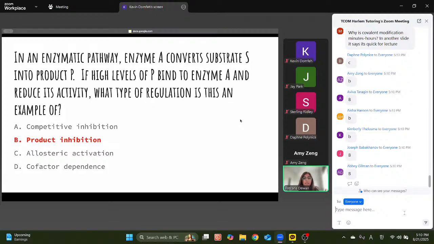And to go over the other options here, so competitive inhibition, again, is when a molecule is going to bind to the active site of an enzyme. So it's going to compete with the substrate. And then allosteric activation is when a molecule is going to be binding to an enzyme at a site other than the active site, and it's going to be increasing the activity of it rather than inhibiting it like we see here. And then for cofactor dependence, they definitely like to highlight a lot of important cofactors for this exam.